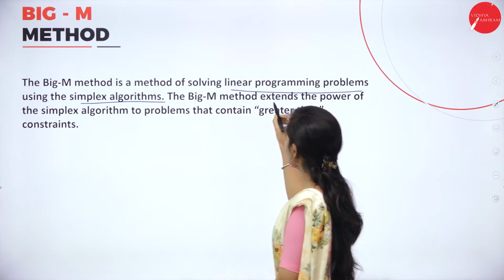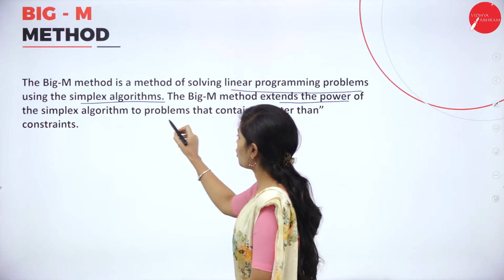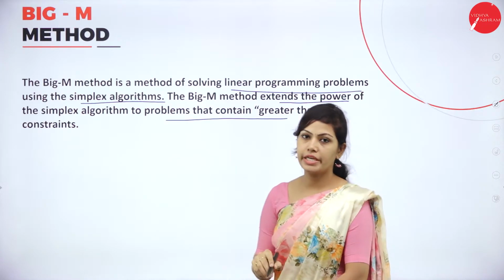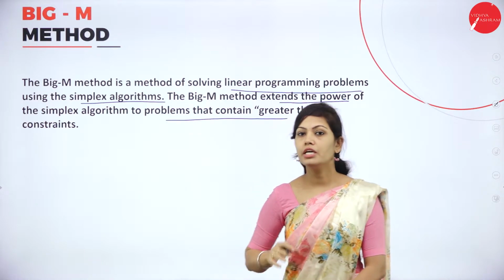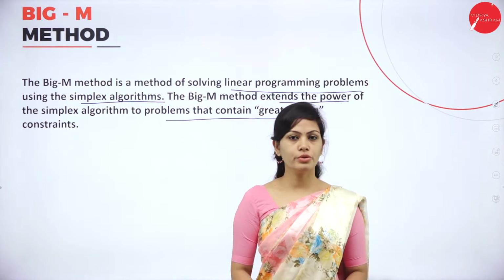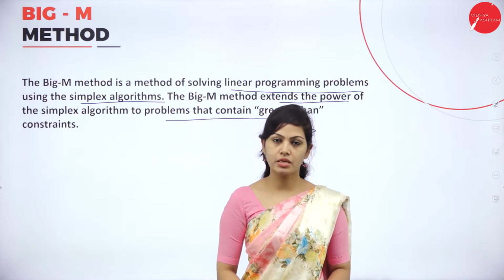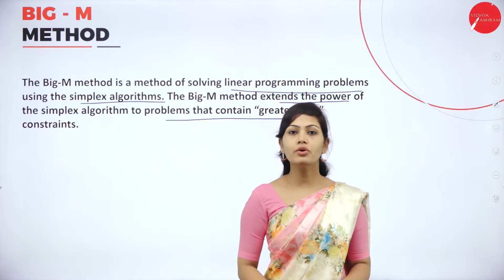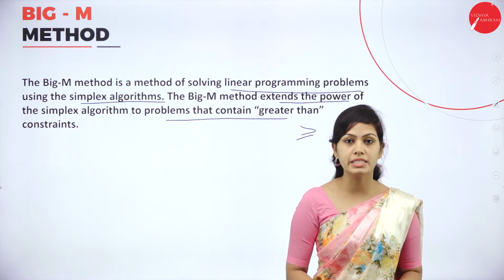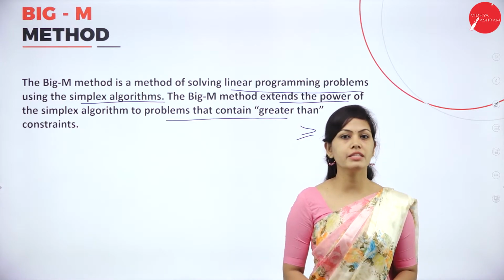The BigM method extends the power of the simplex algorithm to problems that contain greater than constraints. So in BigM method, you will get greater than constraints. Usually in simplex method, we are getting less than or equal to constraints. So if you get greater than or equal to constraints, how to solve them in the BigM method? I will explain everything in this session.